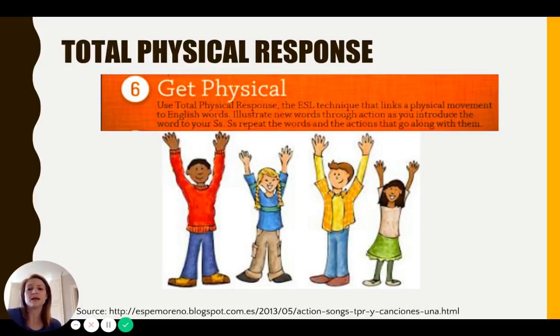Another element is total physical response. For every word that we have, we pair it with emotion. This past week was about Mount Everest and mountain climbing. One of the words was approaching. So we put our hand out, put our fist here, and then we brought it closer, and we constantly said approaching. Every time we do the motion, we say approaching.